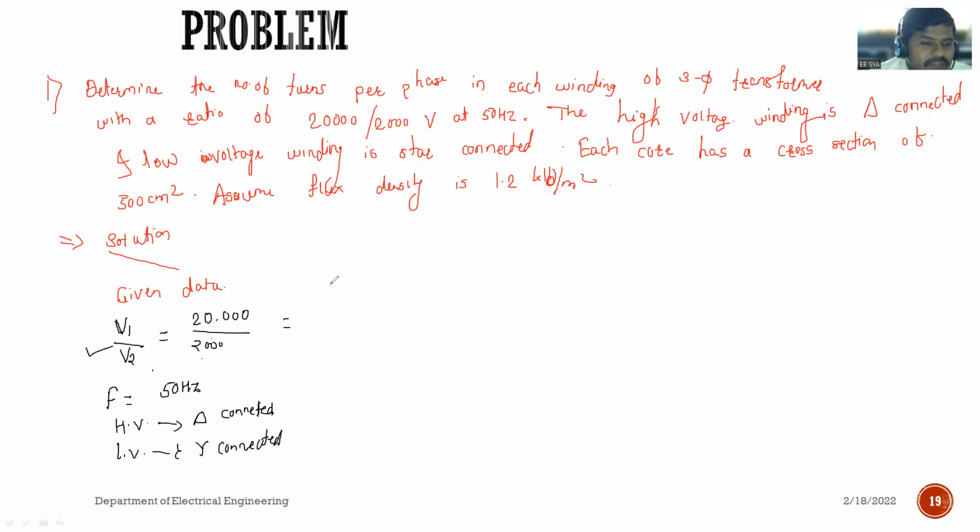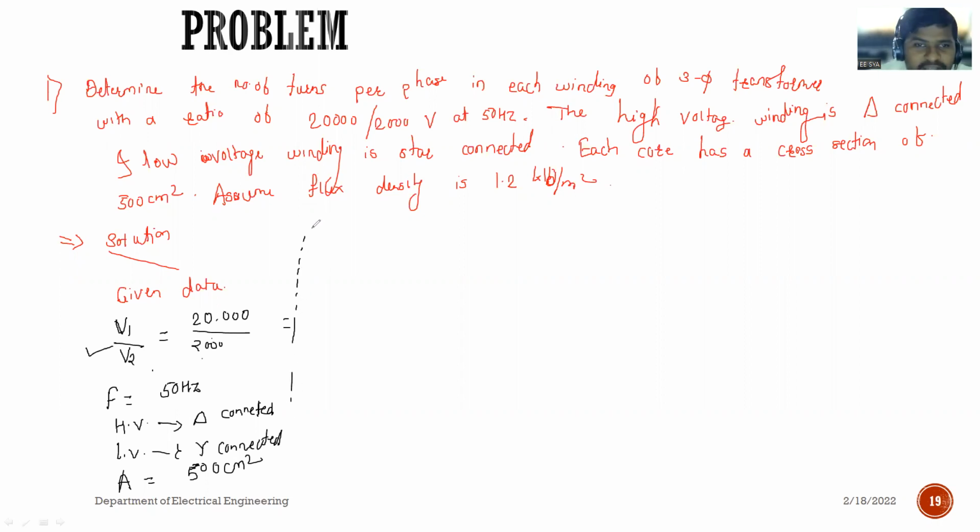Cross sectional area of the core is given. Cross sectional area दिलेला आहे. किती दिलेला आहे? 500 centimeter square. That means value of A is given. It is equals to 500 centimeter square. 500 centimeter square A is given.